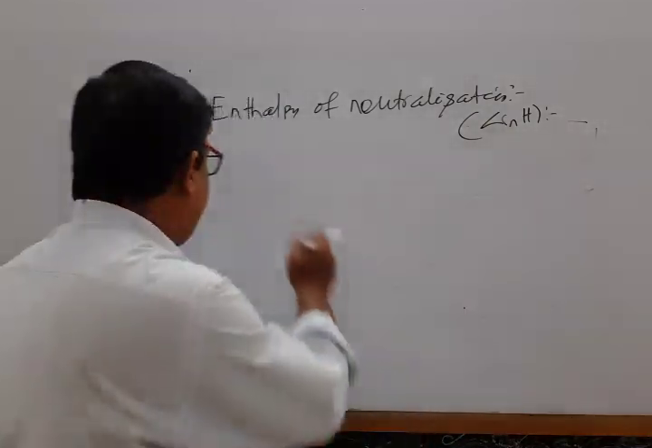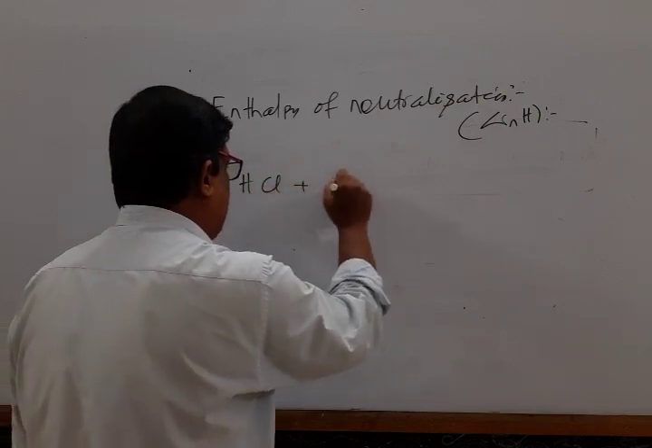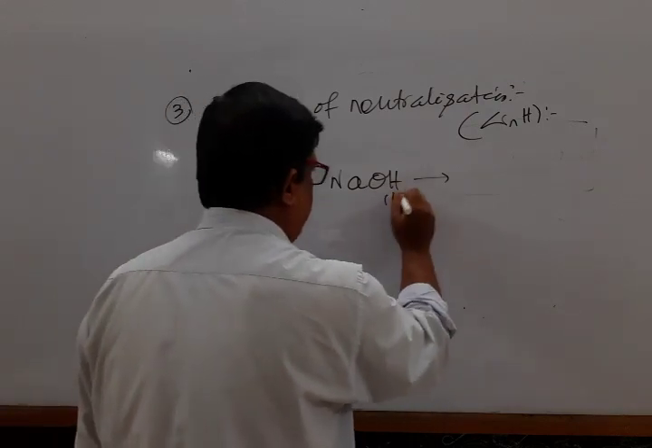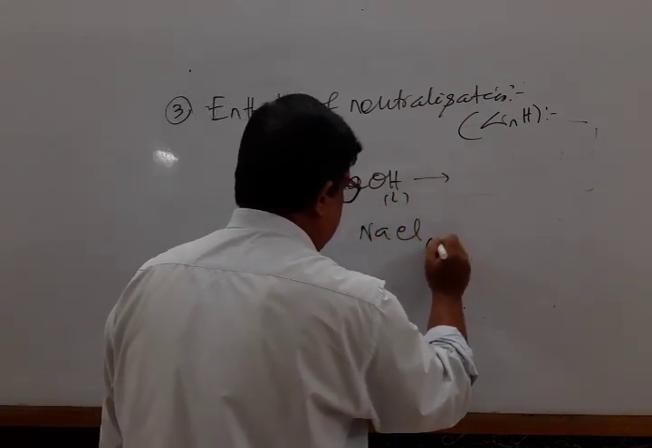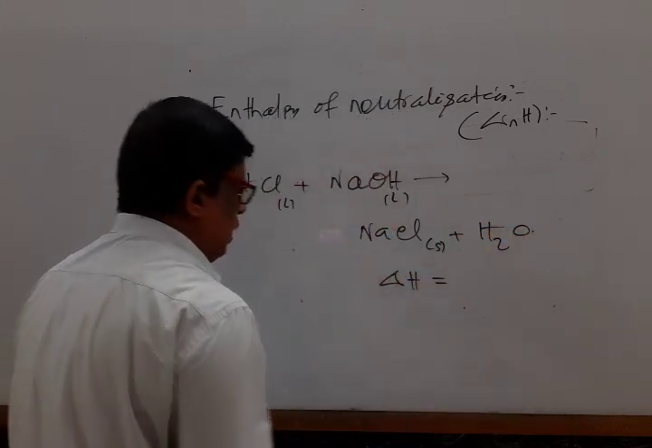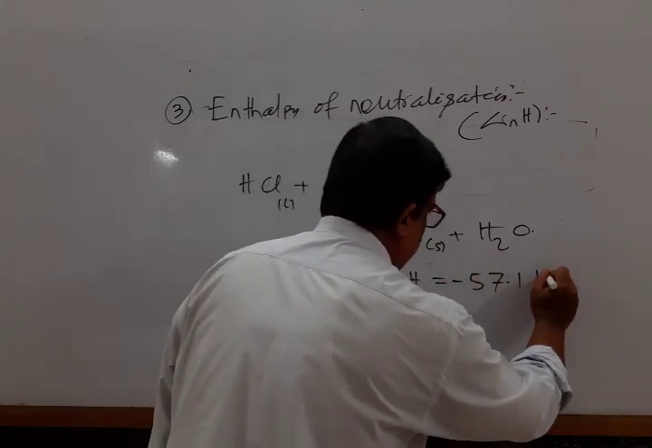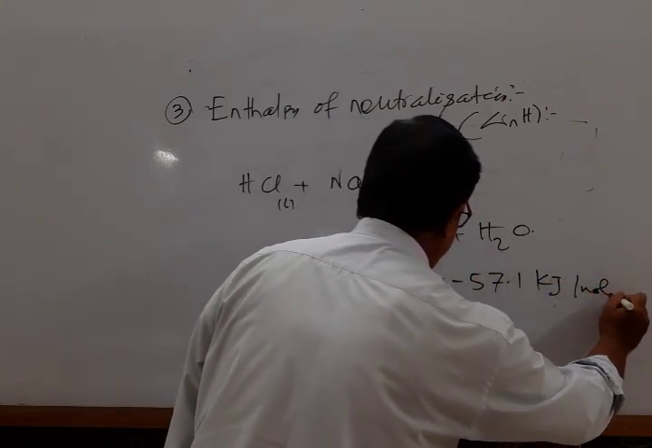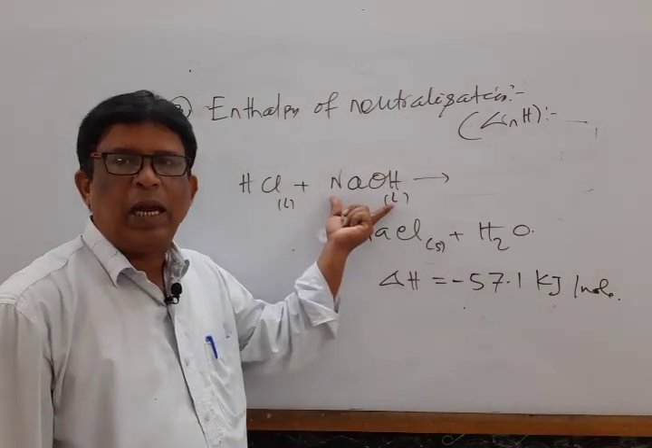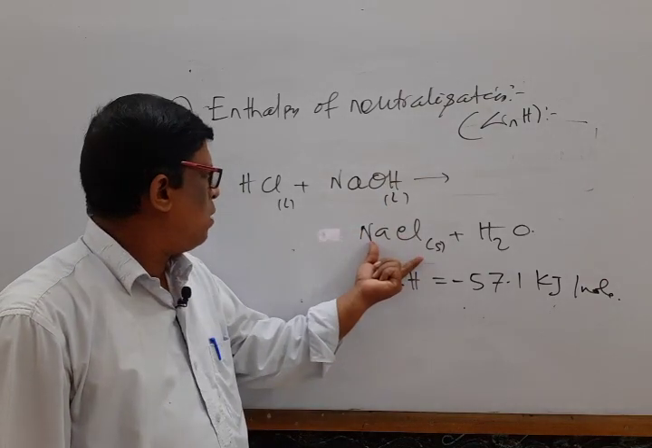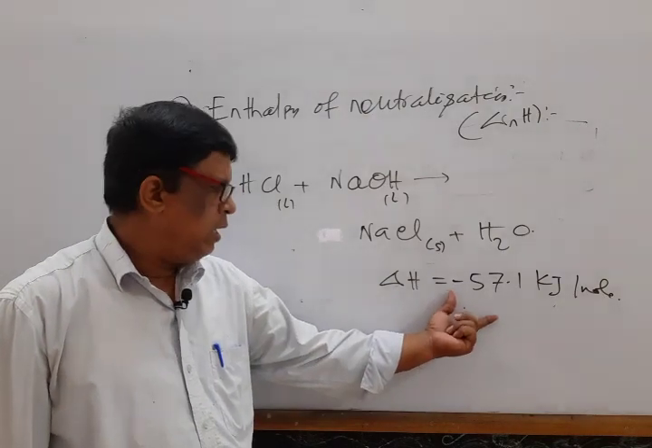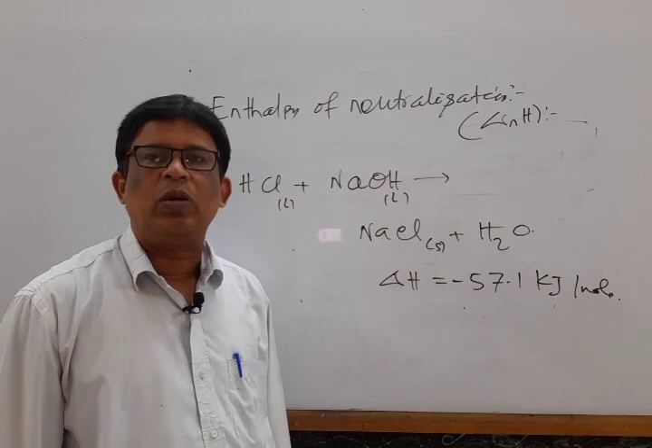For example, 1 mole of HCl plus 1 mole of NaOH give rise to NaCl plus H2O. Mark that. Experimentally it is found that del H is equal to minus 57.1 kilojoule per mole. So when 1 mole of HCl combines with 1 mole of NaOH, forming 1 mole of NaCl and 1 mole of water, the amount of heat evolved is 57.1 kilojoule per mole.